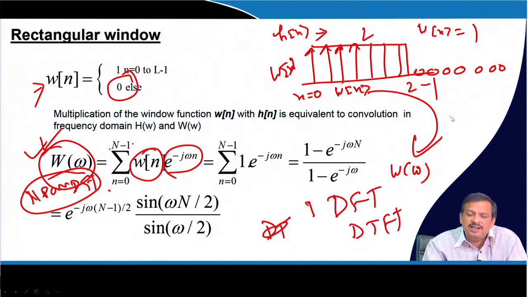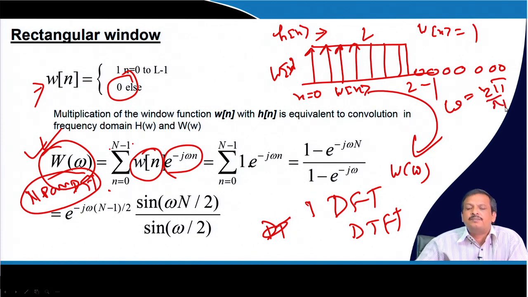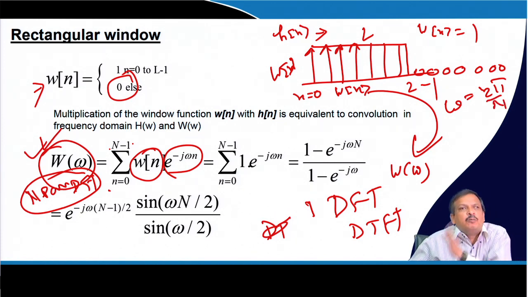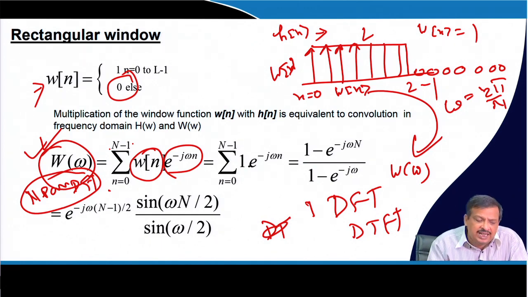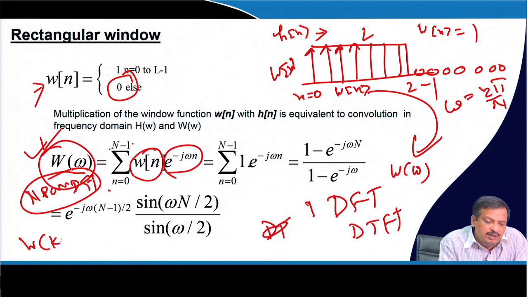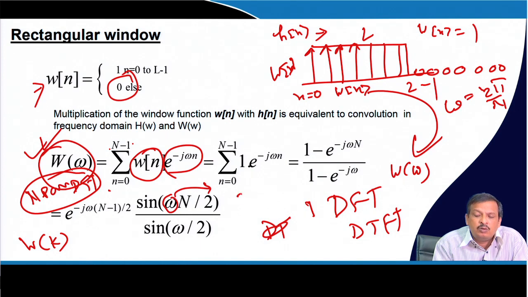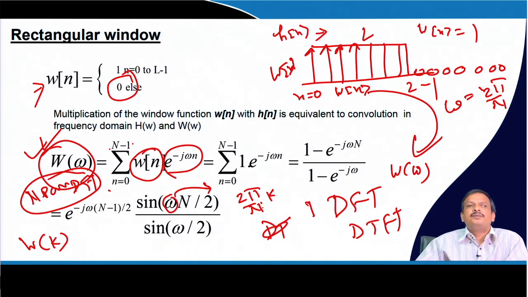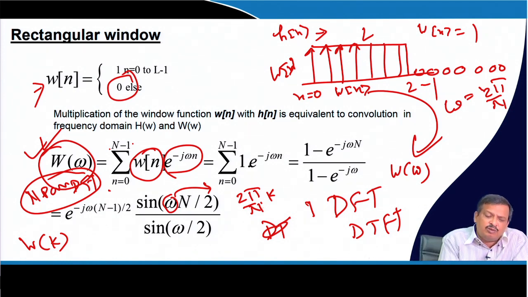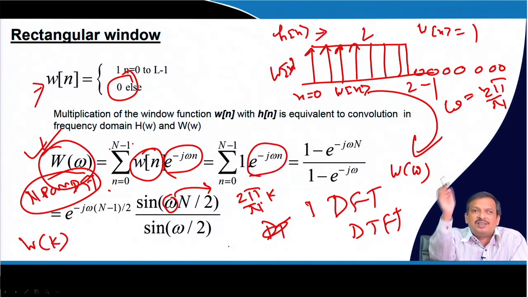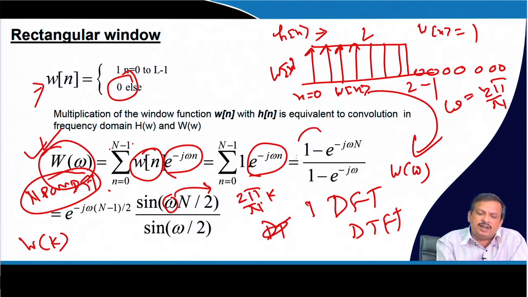When I say DFT, instead of omega, I will write 2 pi by N, where N is the number of discrete points. So, when I say DFT, W of k is the same thing, only omega will be replaced by 2 pi by N into k, nothing else. So, the discrete Fourier transform is the summation for n equal to 0 to N minus 1 of e to the power minus j omega n. So, the summation of the series becomes like this.